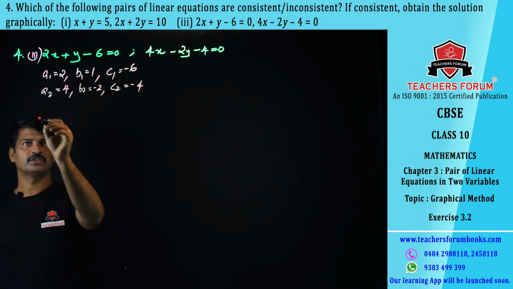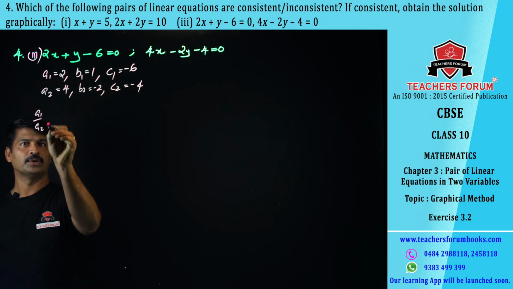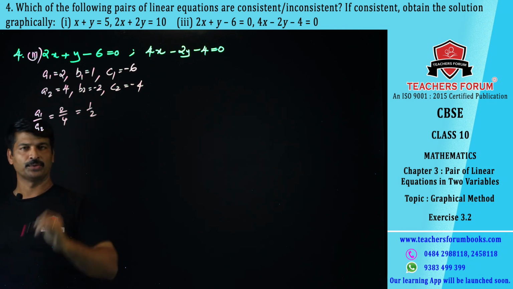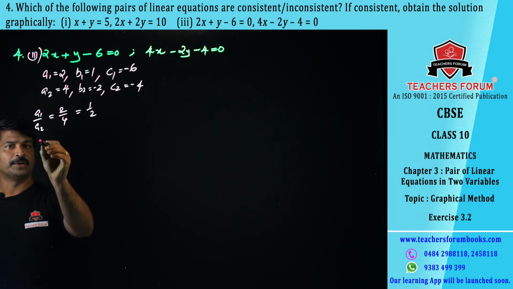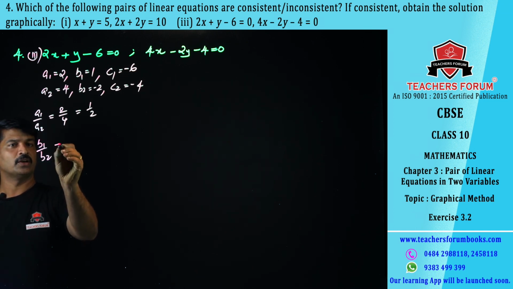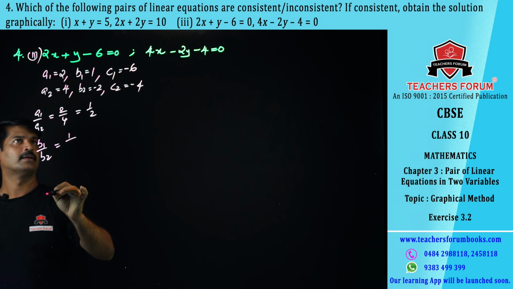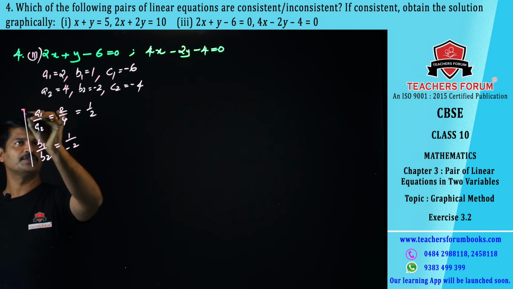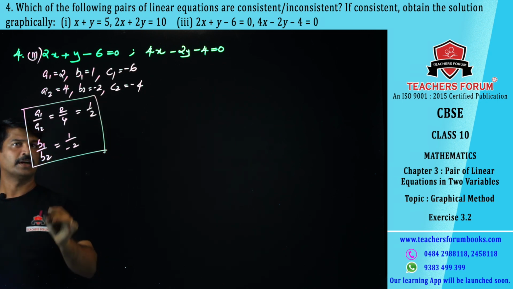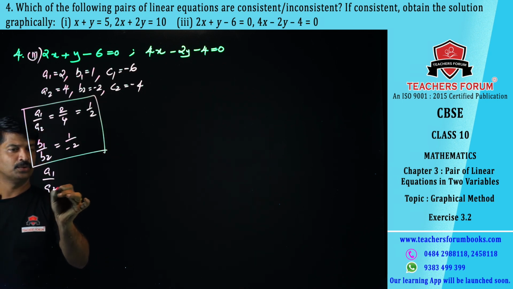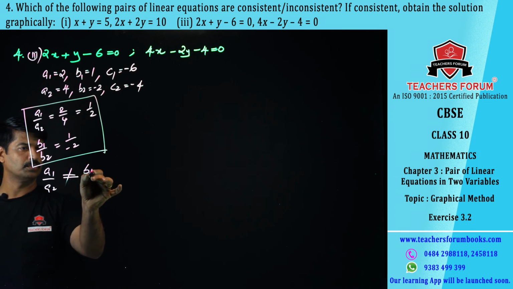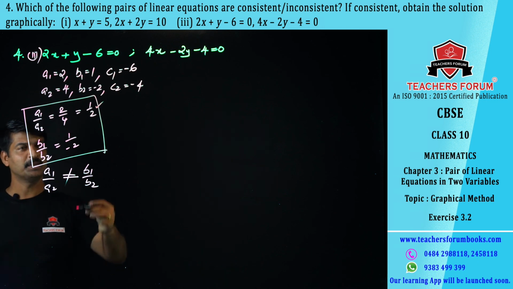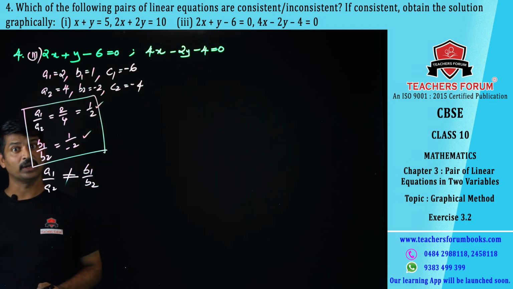Let us find the ratios. What is a1 by a2? a1 by a2 is 2 by 4, that is equal to 1 by 2. Now let us find out what is b1 by b2. b1 by b2 is equal to, what is b1? 1. What is b2? Minus 2. See, what do you conclude from this? We conclude that a1 by a2 is not equal to b1 by b2, isn't it? What is a1 by a2? 1 by 2. What is b1 by b2? Minus 1 by 2. They are not equal.